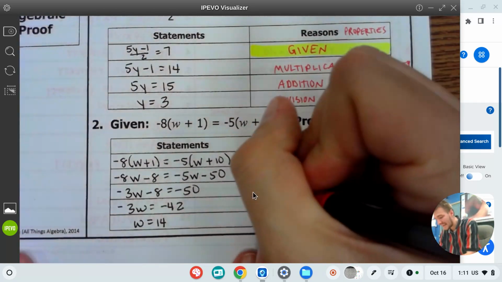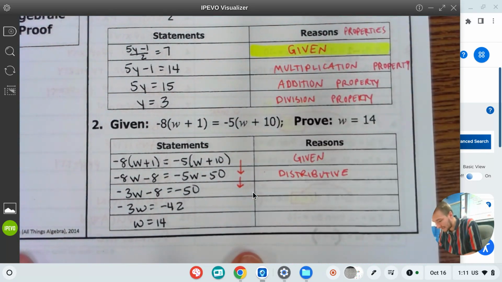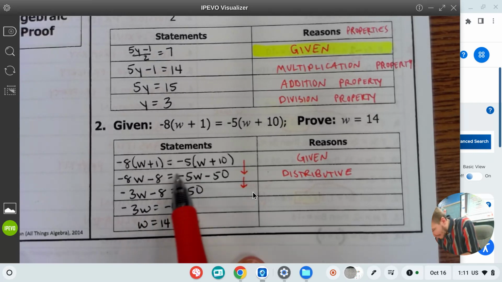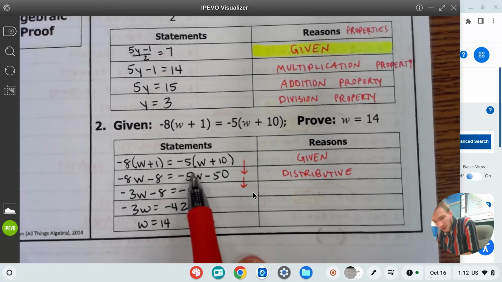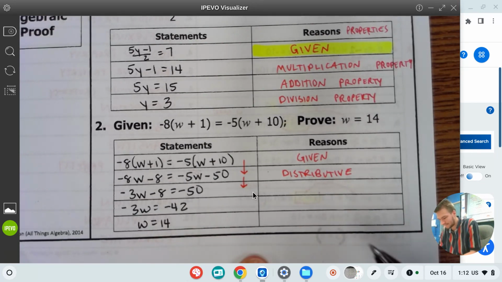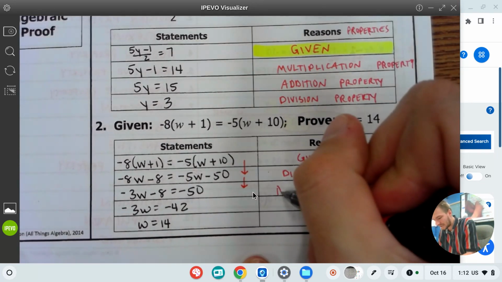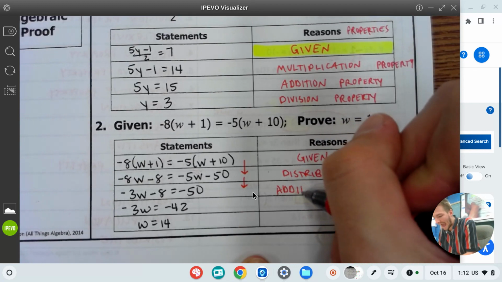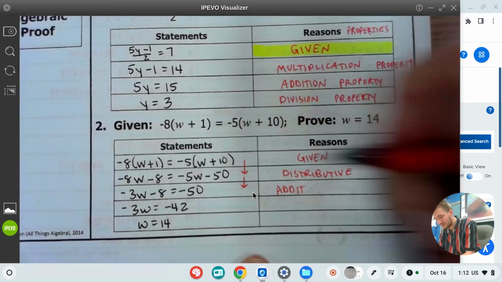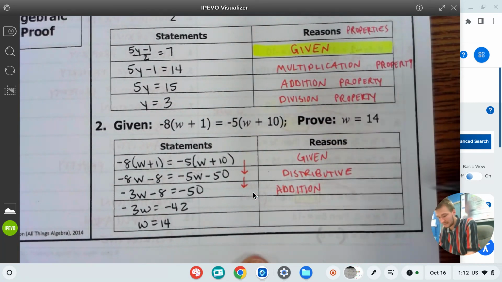What happened next to get from 2 to 3? I'm looking here. I see that my 5W is gone. How did they move this 5W away? They used addition. They added plus 5W on both sides.